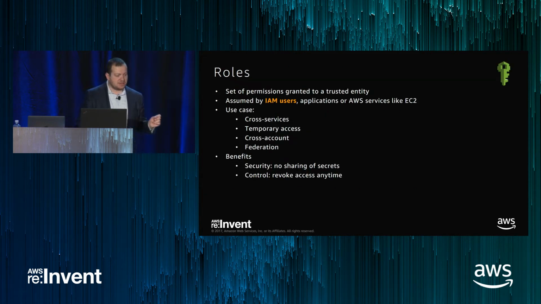So let's talk about how to use roles. Before we do that, let's just recap what a role is. A role is a set of permissions, so IAM policies essentially, that is granted to a trusted entity. Roles can be assumed by IAM users, by applications, or by AWS services like EC2.